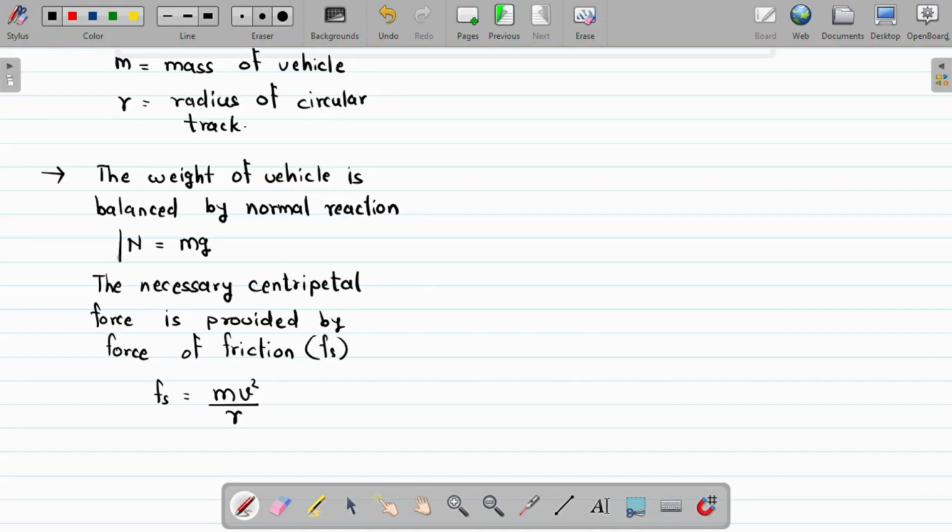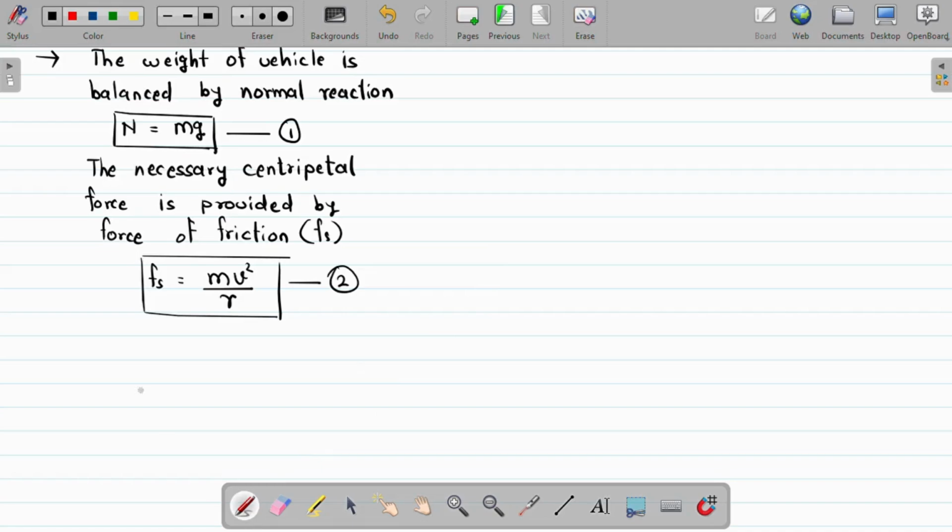Now let us number these equations. N is equal to mg, let's call this equation 1. Fs is equal to mv square by r, equation 2. Now we all know that by theory Fs is given by mu s N, where mu s is the coefficient of friction.